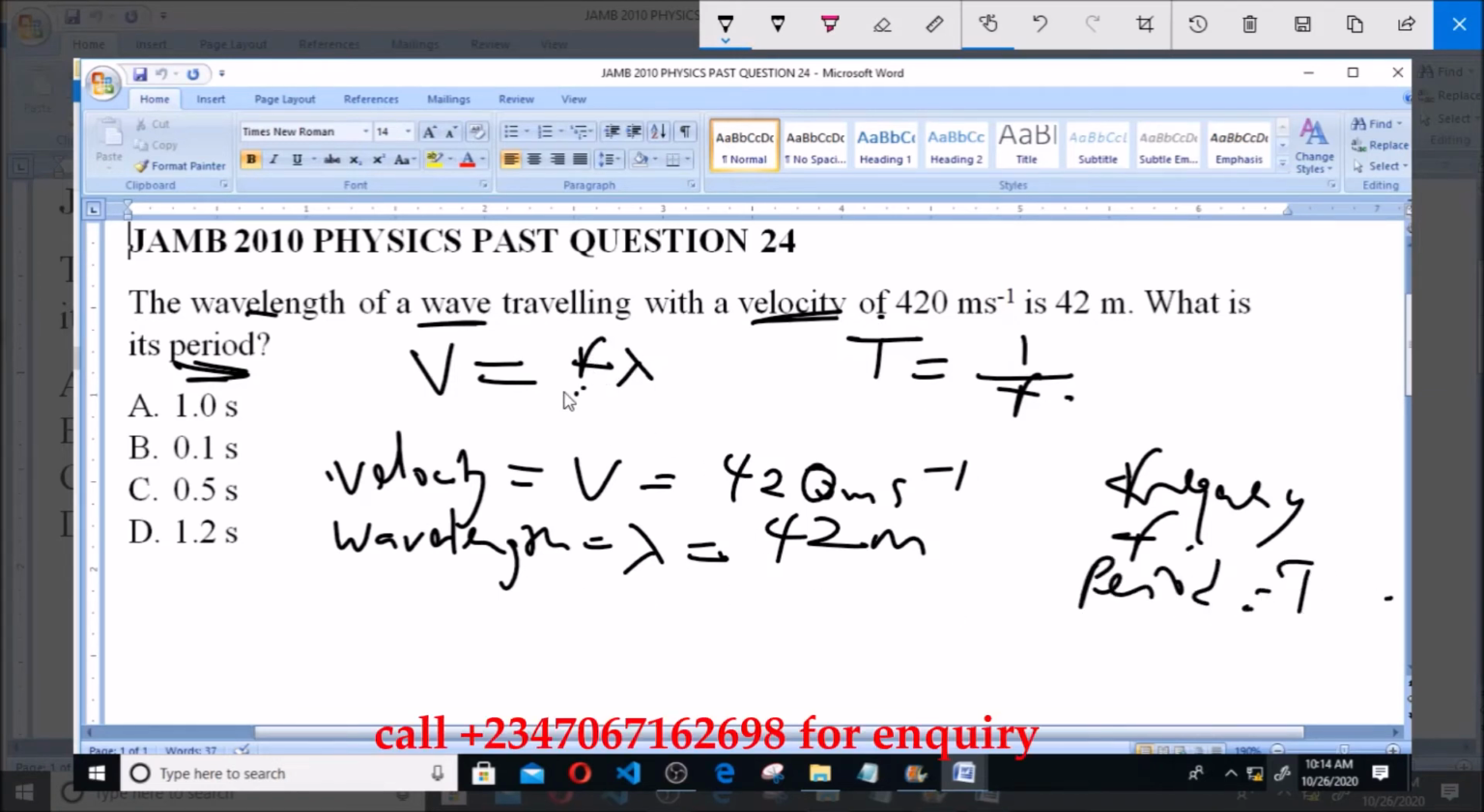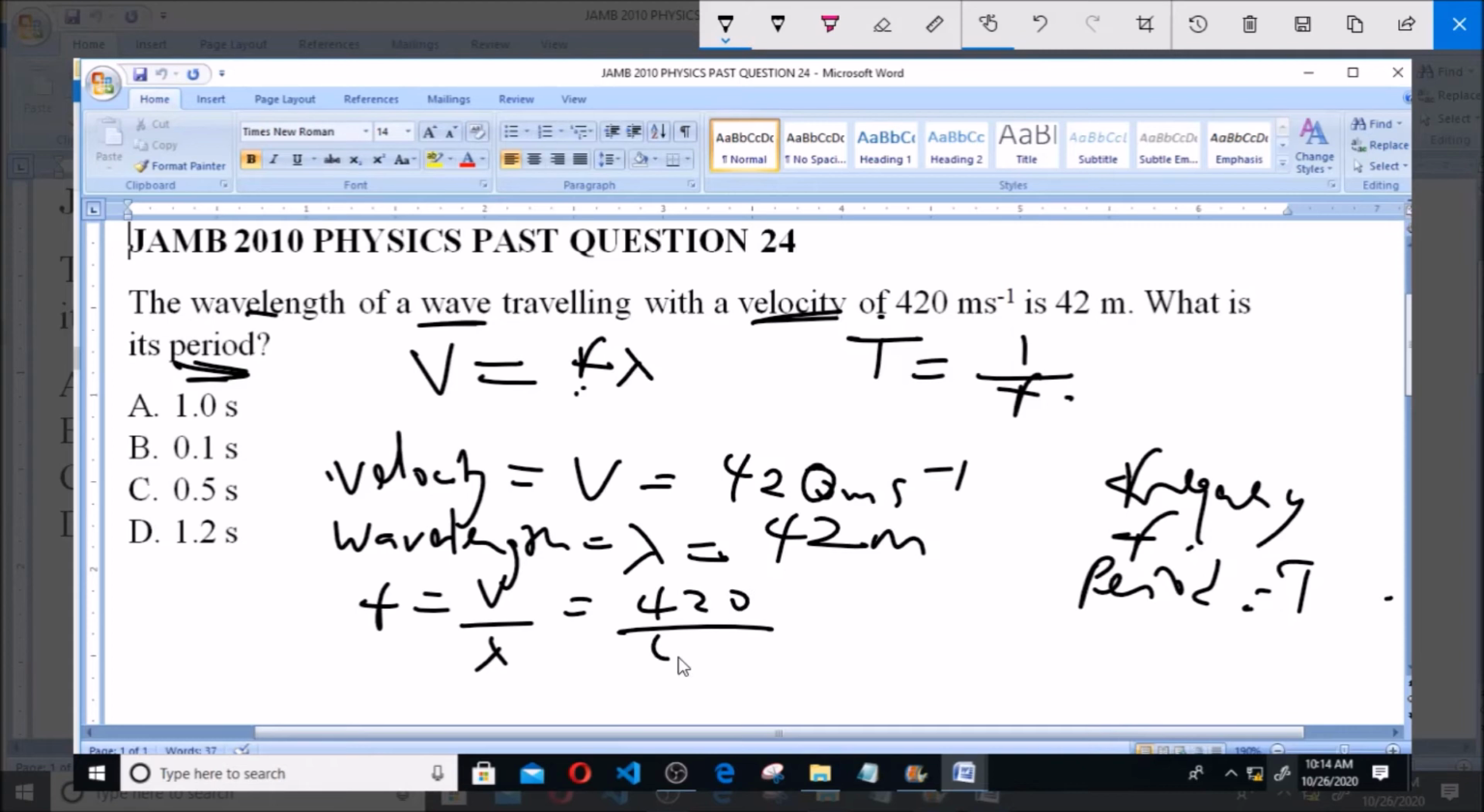So making F subject of the formula here, F is equal to V over lambda. F is therefore equal to V, which is 420 over 42, and that is equal to 10 hertz. Okay, 10 hertz. That is the frequency. Now, since we have gotten the frequency, let's get the period.